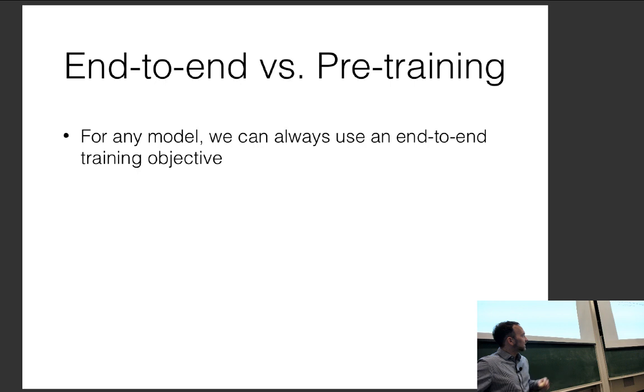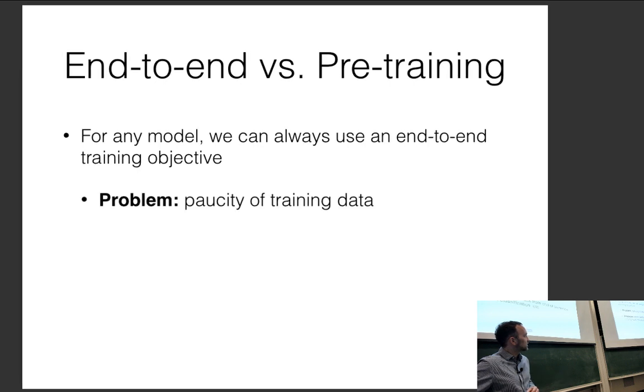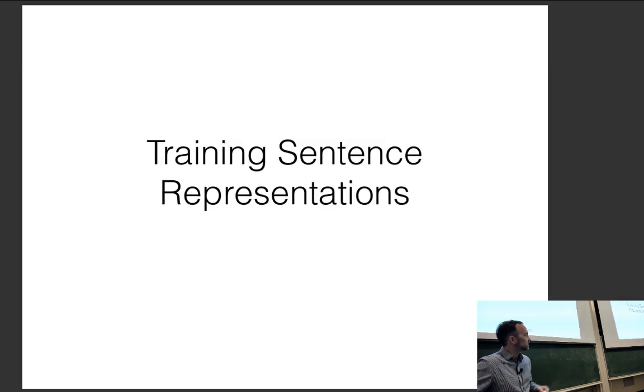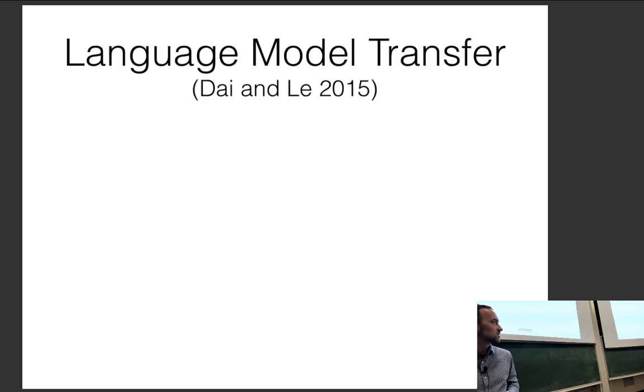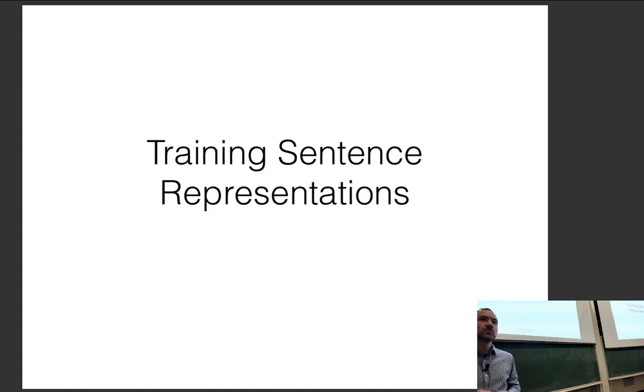So, end-to-end learning versus pre-training. I talked about it already, so I'll skip that. Okay, so now first I'm going to be talking about training sentence representations, and the reason I'm going to talk about this first is partly for historical reasons. These started out before the contextualized word representations. But also because conceptually it's a little bit simpler, and the methods used to train them also tend to be a little bit simpler.